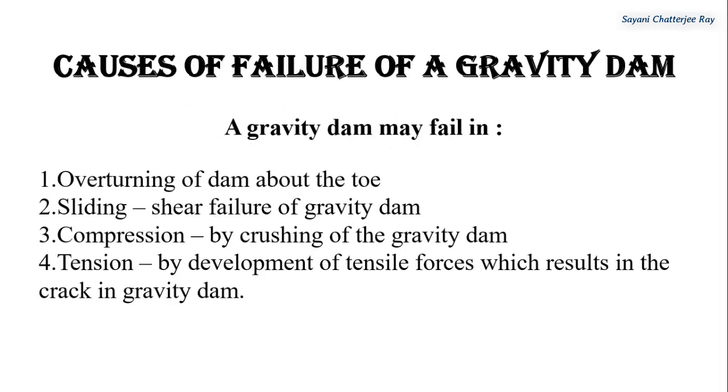Next topic is failures in gravity dam. Generally 4 types of failure are observed in a gravity dam. A gravity dam may fail by overturning of the dam about its toe, or by sliding or shear failure, or by compression or crushing, and by tension. Now let's have a detailed discussion on each one of these failures.